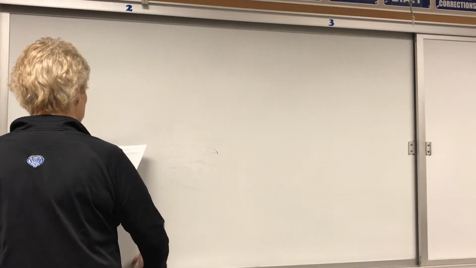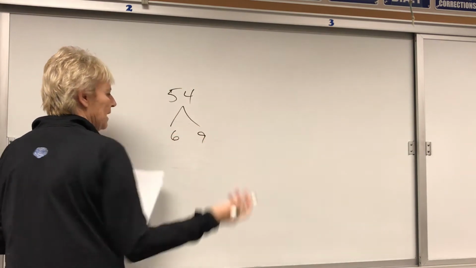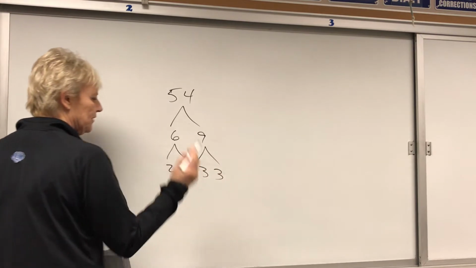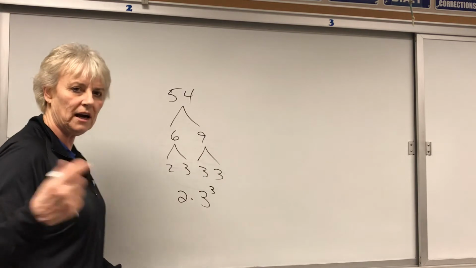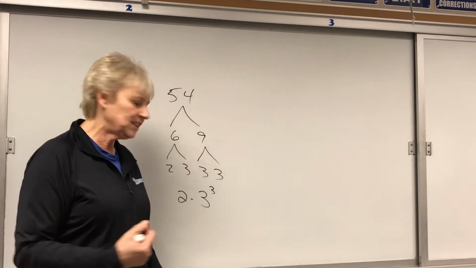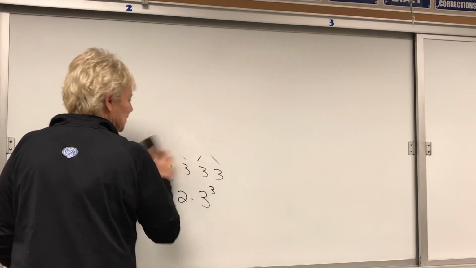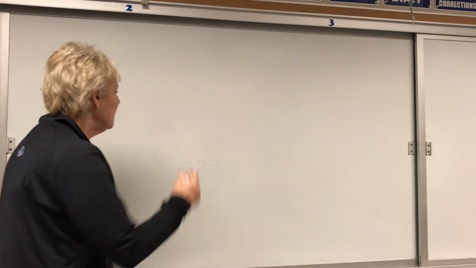Okay, number 3 is 54. What comes to mind to me is 6 times 9. That's 2 and 3. That's 3 and 3. Your answer should be 2 times 3 cubed. By the way, the sub can pause this at any time if I need to slow down. And if somebody has a question, have the sub pause this and somebody in the class can answer it.